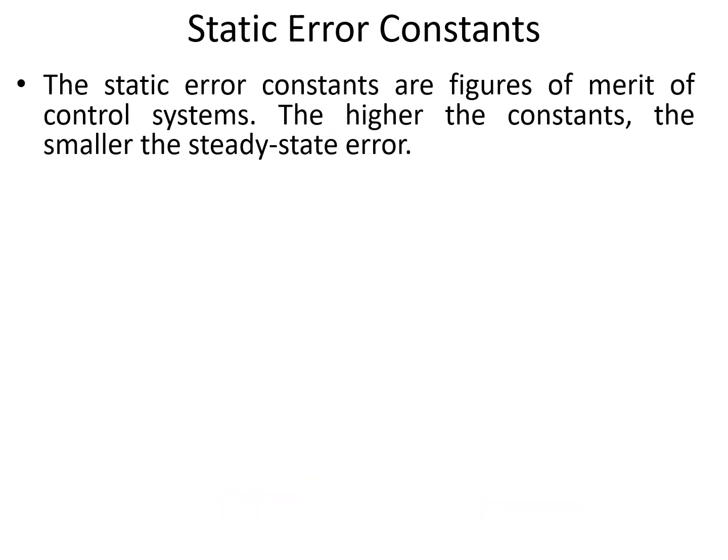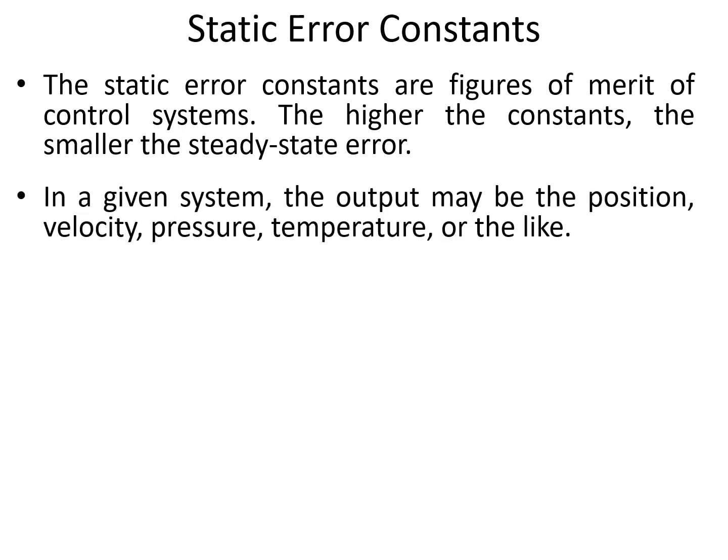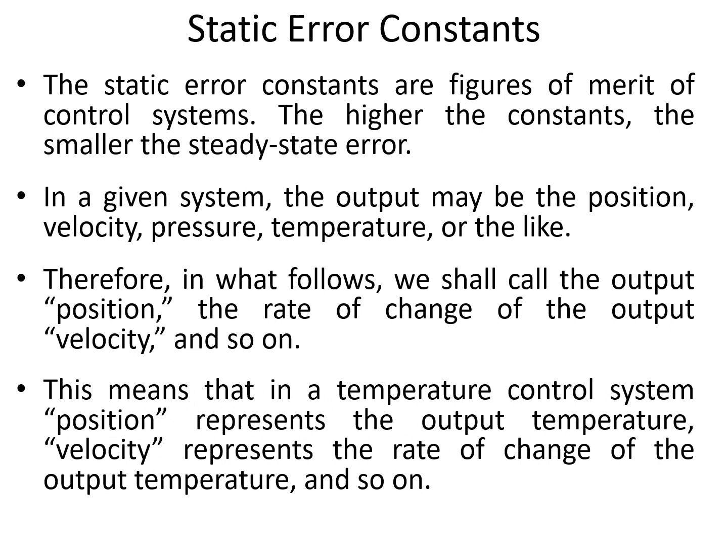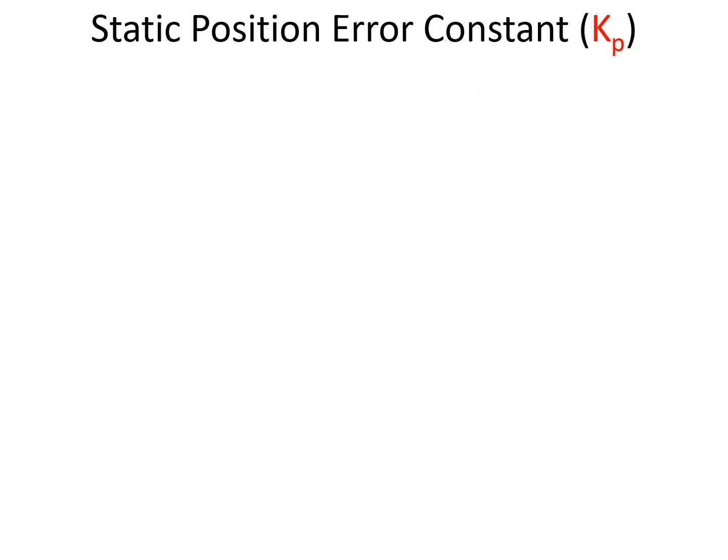different inputs. Now the static error constants we have for a system are nothing but the figure of merit of the control system. So the higher these constant values, the smaller your steady state error will be. Also, for a given system, the output may usually be considered as a velocity, pressure, temperature, position, and so on, right? So we shall now consider the output error that we can have for a system by taking position, velocity, and acceleration, right? So let's do this now.